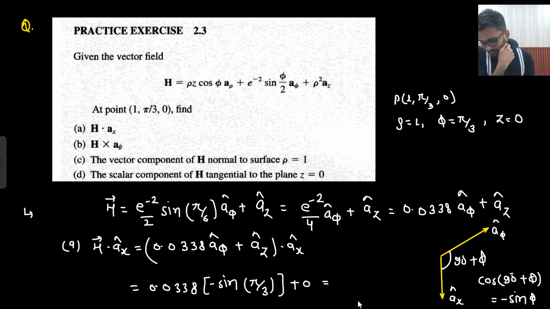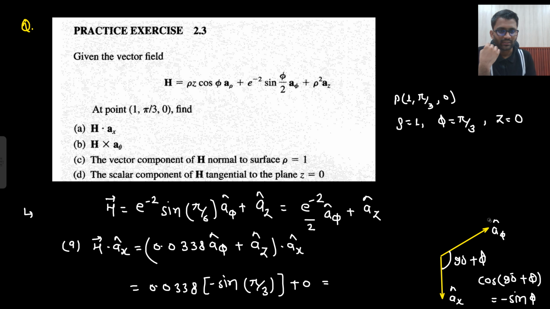Something wrong I am doing. Let me check if there is any calculation. Yeah, so I just wrote down this value wrong. No, there is no by 2. Here there is no by 2. E to the power, here e to the power minus 2 only there, no? E to the power minus 2 sin pi by 6. So this error I did here. So this value will come double of this.